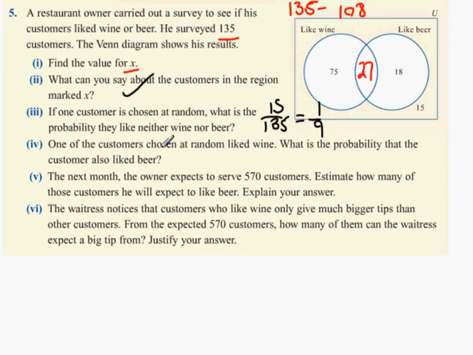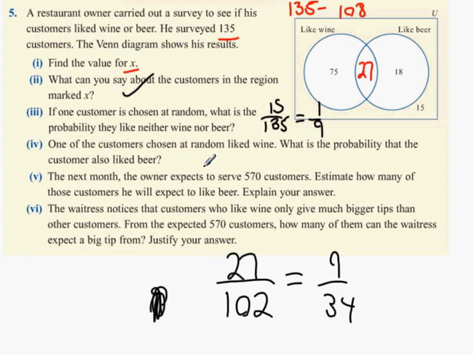One of the customers chosen at random liked wine. So we chose somebody that liked wine. How many people liked wine in total? 75 plus the 27, 102. Out of the 102 people that liked wine, how many of these people also like beer? 27. What's 27 out of 102? 9 over 34.